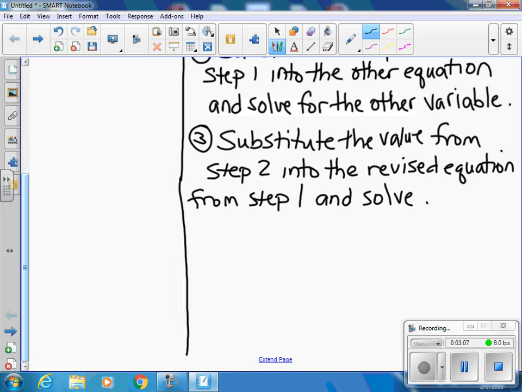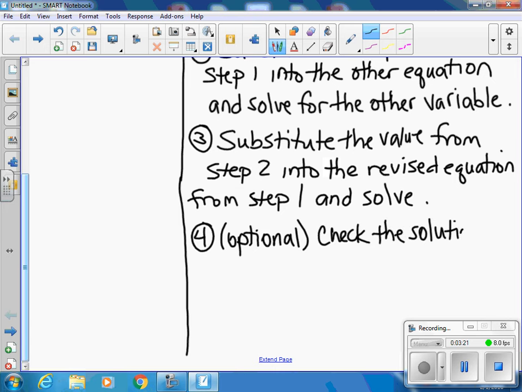And then the last step is, remember, like always, going to be the optional one, but you always have the option of checking your answer. So if you wish to check the solution in both original equations, then that is your option. Really, I would only recommend doing the checking piece if you're just unsure of your answer, or if you just really want to take the time and see, did you get it right?